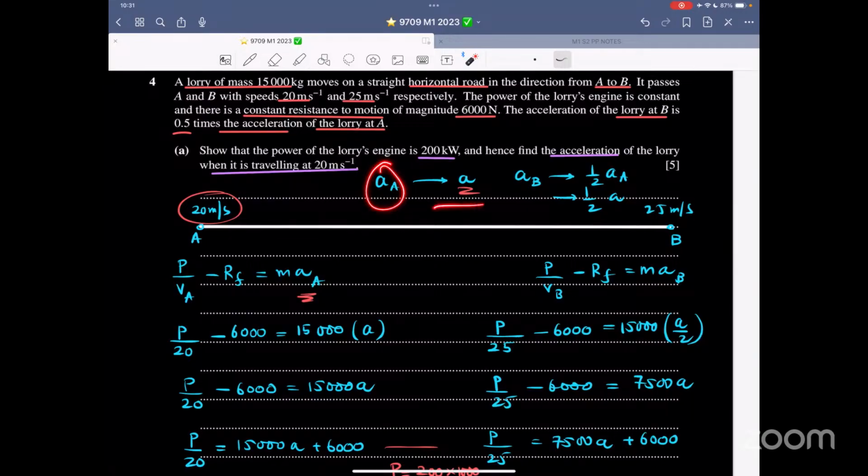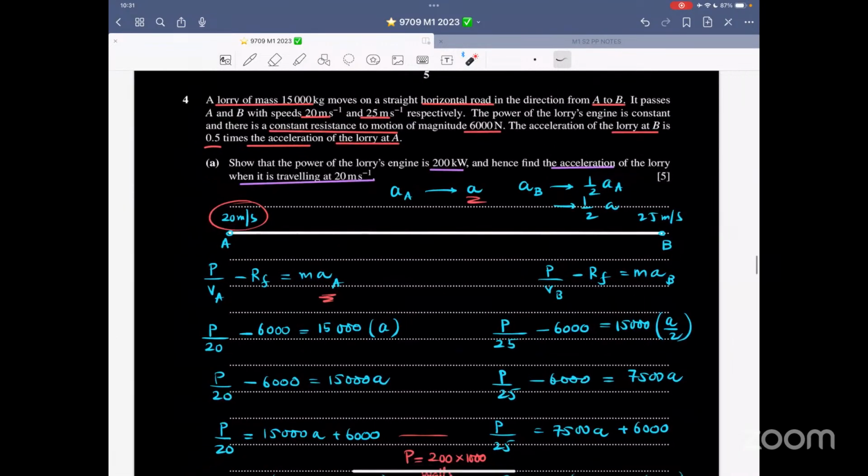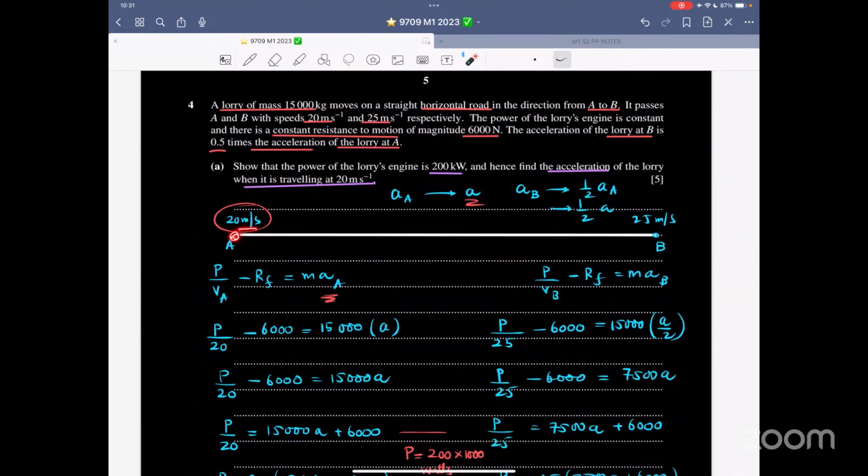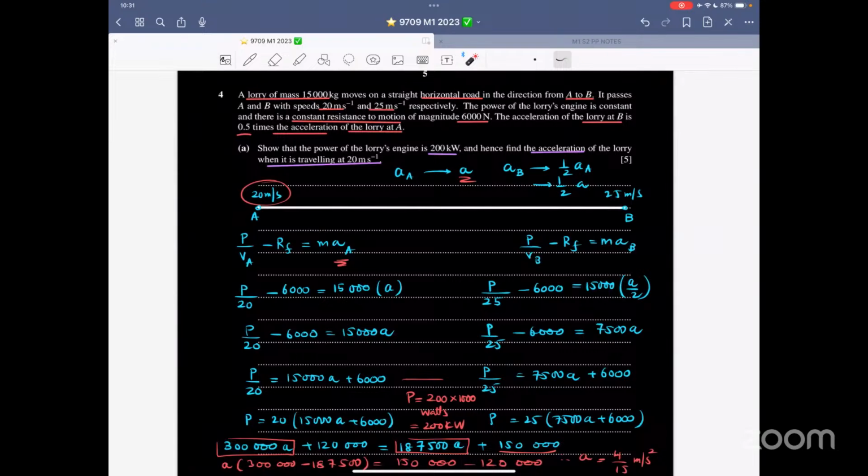Acceleration of A is a, acceleration of B is half, that is half a. So that is the diagram. This is A, 20 meters per second. This is B, 25 meters per second. That's a very long line, so let it remain as it is.